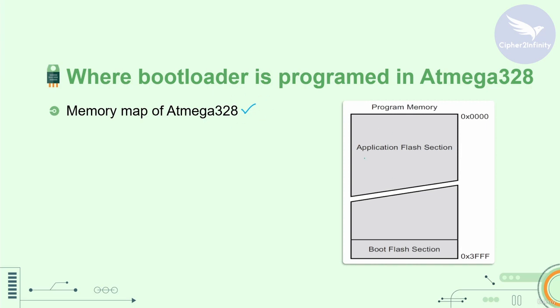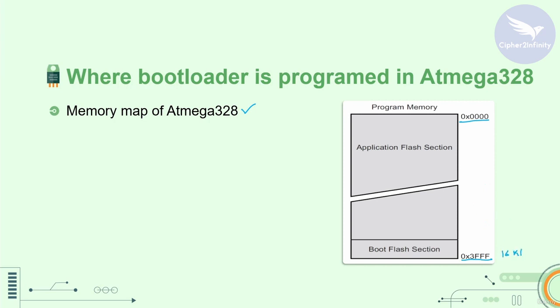And in this image, if you see, this is basically how the flash memory of the Atmega328 looks like. It starts from this particular location, which is 0x0000, and it ends at this location, which is 0x3FFF. So the entire size of this flash memory is actually 16 KB. Okay.